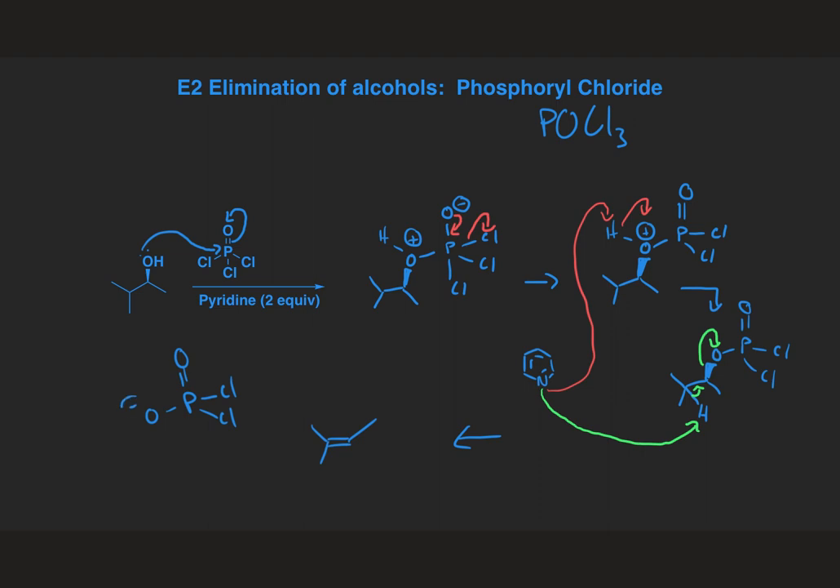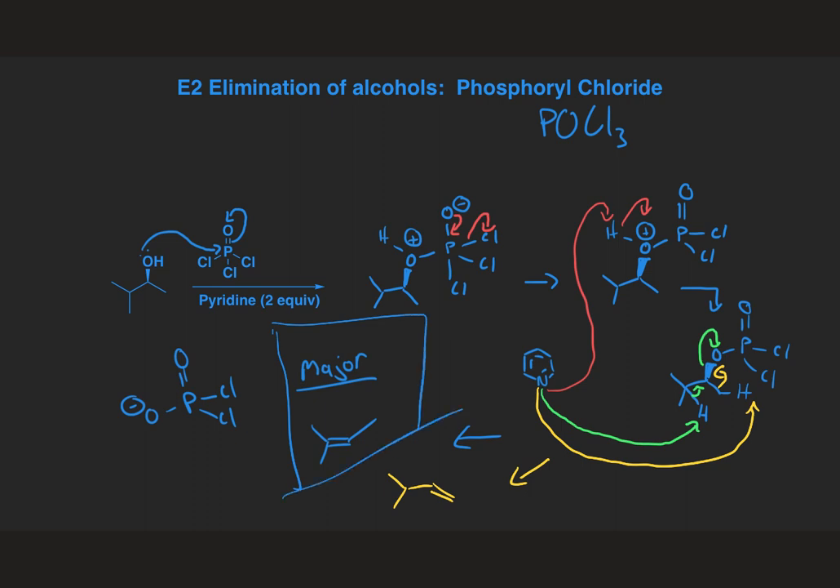Now I've shown the major product of this reaction because it forms the most substituted alkene. There's also another hydrogen here that could be deprotonated. And that product looks like this. Again, the most substituted alkene is the major product in this elimination, but you probably will observe some of this terminal alkene shown here. That's going to wrap up today's video.